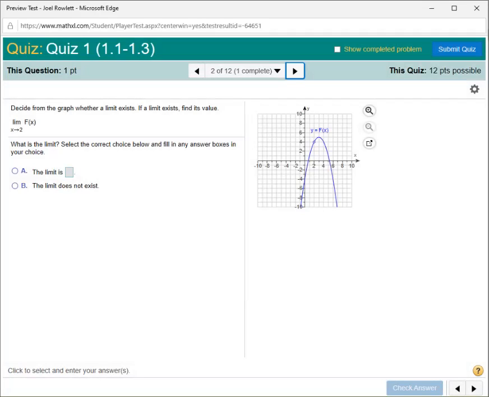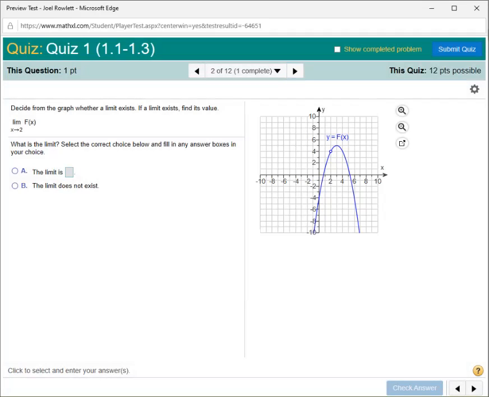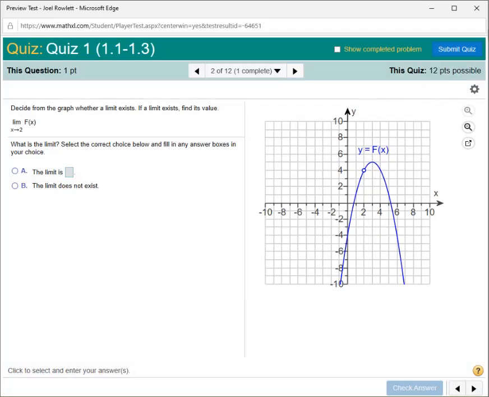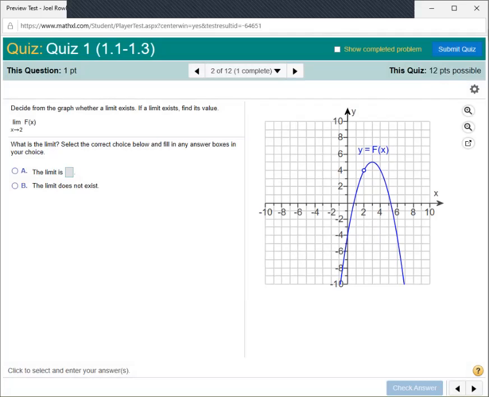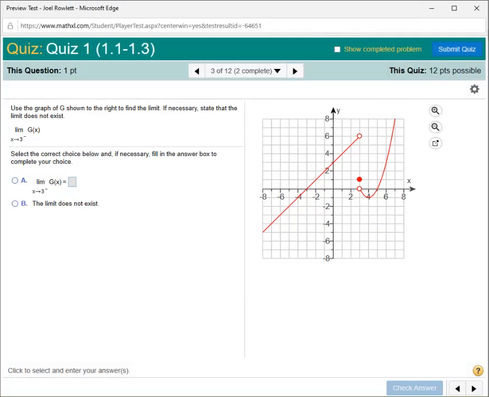Problem number 2. On problem number 2, we're looking at the limit as x approaches 2. So x is getting closer and closer to 2. Let's look at what's happening from the left. If you look at the green mark here, we're approaching 2 from the left, and we can see that the y values, or the graph, is actually approaching the value where y is equal to 4.